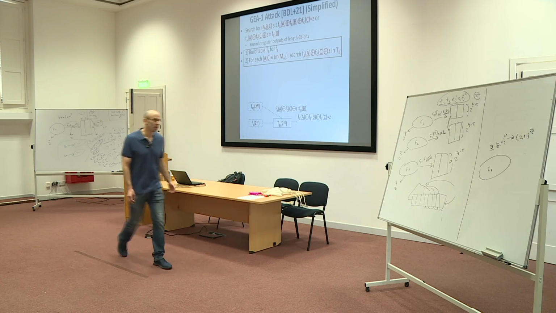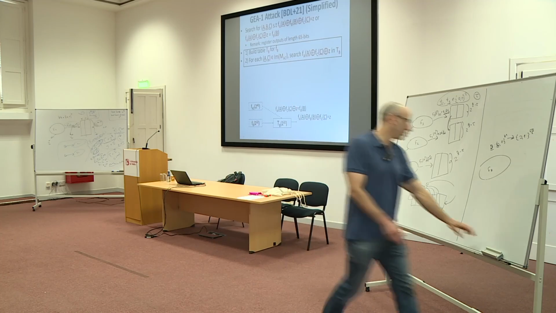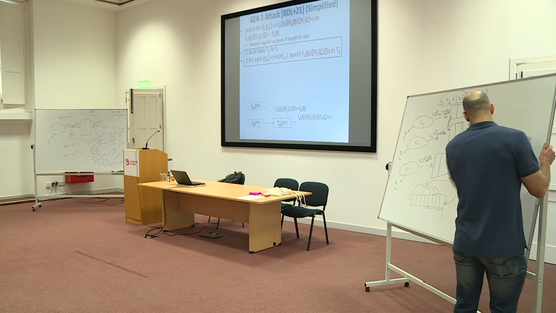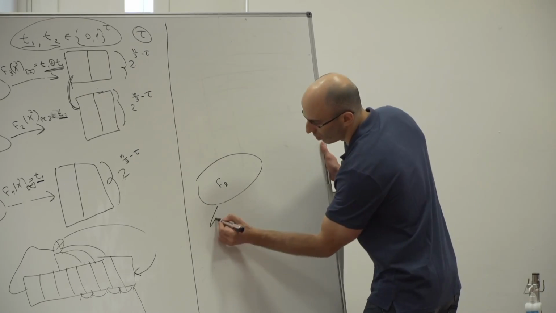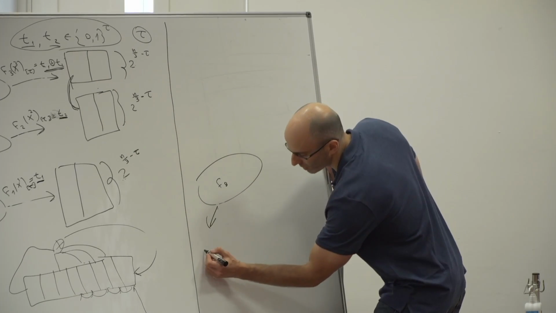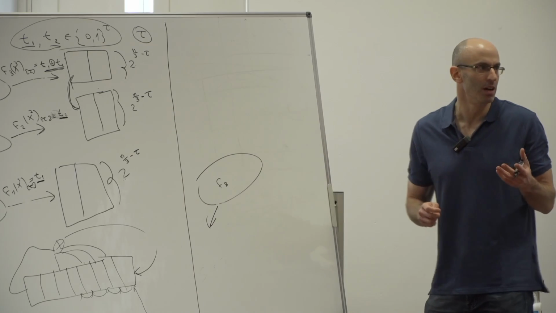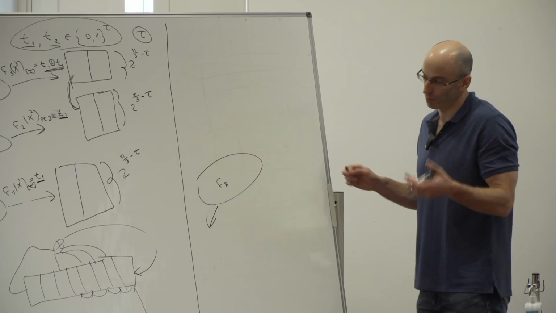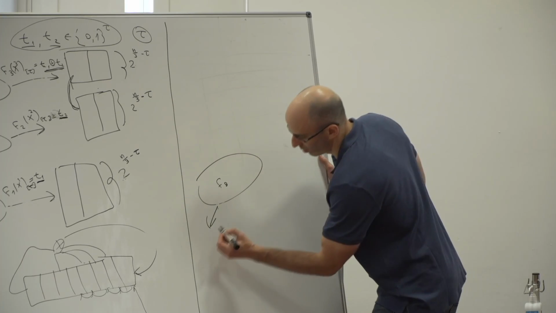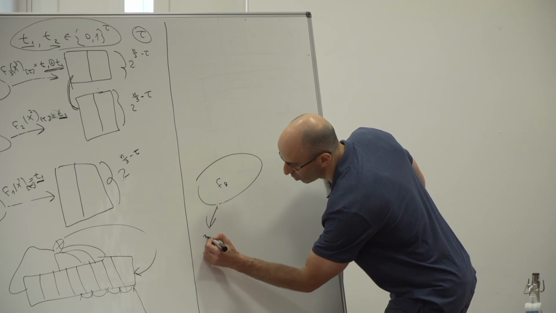Now, how does the attack work? We have this FB. What's the domain size here? It's the number of possible internal states of register B, so it's 2 to the 31.